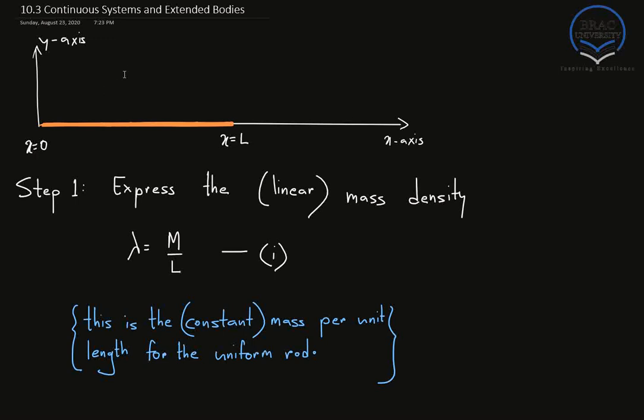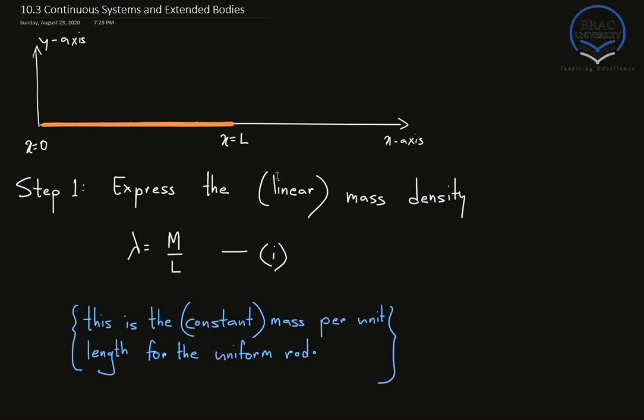So given this rod of length L, how do we attempt to find its center of mass? First, instead of talking about the mass of the rod, let's talk about the linear density.